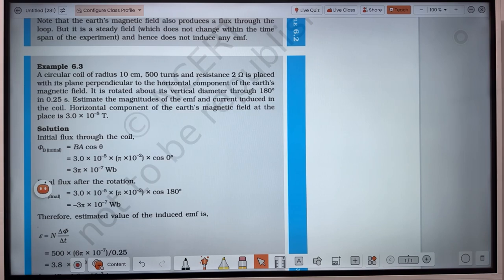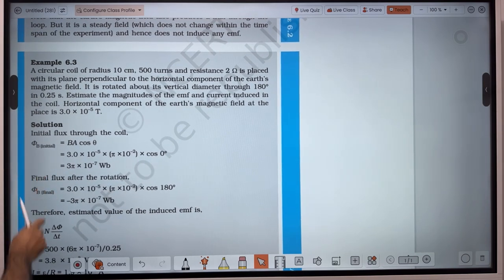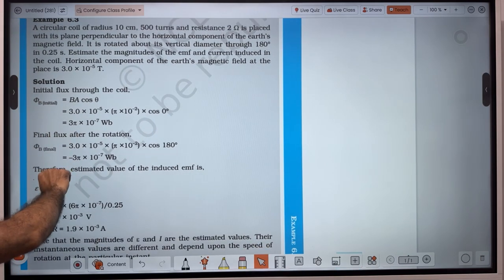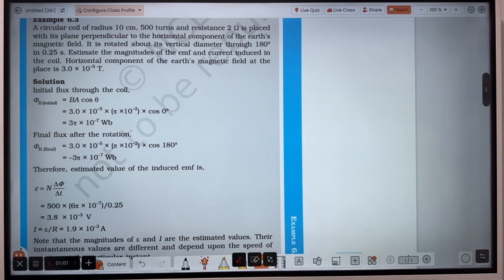Horizontal component of Earth's magnetic field at the place is given. So here some basic information is given, and we can make use of these to calculate flux. We have to find out initial flux and then final flux, because it is rotated through 180 degree. So two cases will be there, and then the change in flux we can find as the difference of the two, and then after that we will find d phi by dt, and since the resistance is given we can also find current. So information is clear. So let's find out initial flux, then final flux.